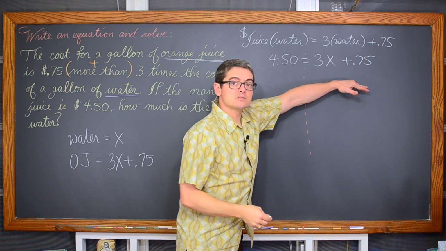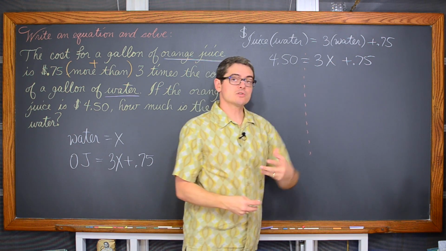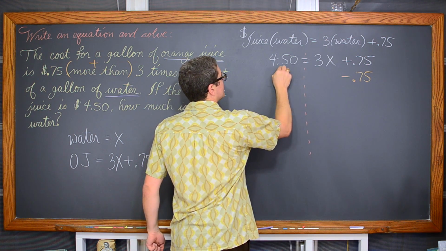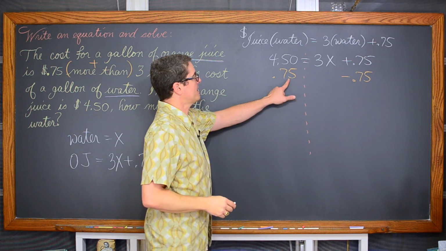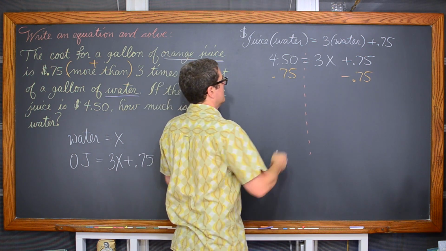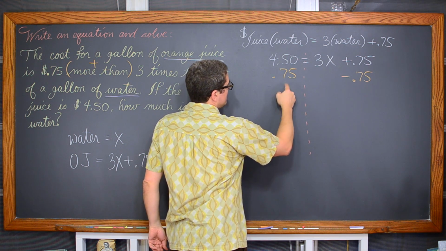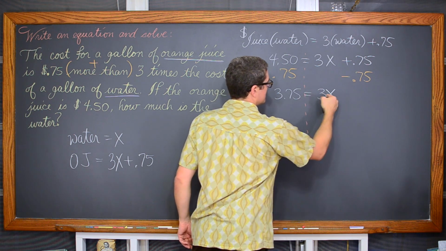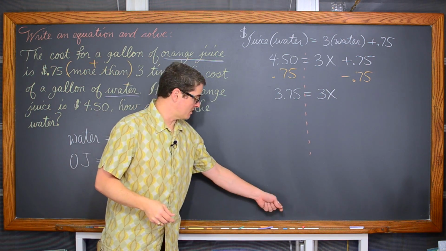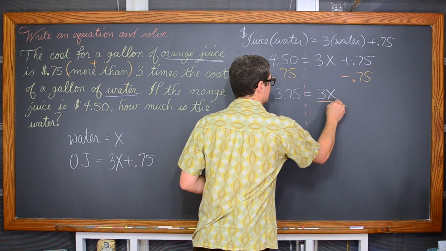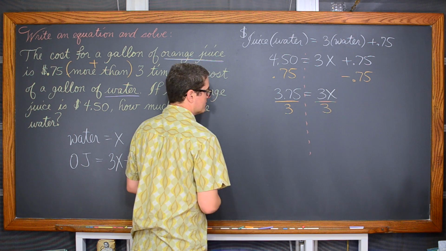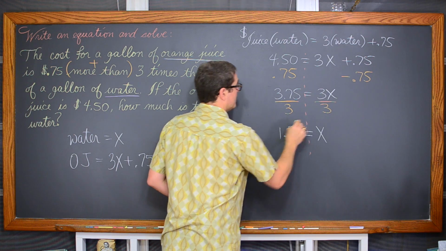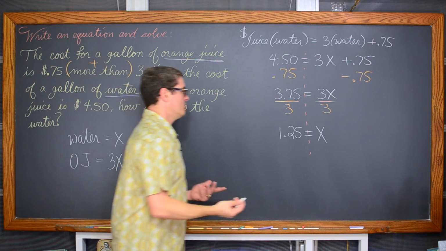On the right-hand side of the equation, we have a multiplication of 3, an addition of 0.75, and we're going to undo that addition of 75 cents. That's going to be 4.50 minus 75 cents, which is $3.75. That is equal to 3x. With that x, we still have a multiplication of 3. The inverse math operation to multiplication is division, so we're going to divide each side by 3. That is going to be x is equal to $1.25.